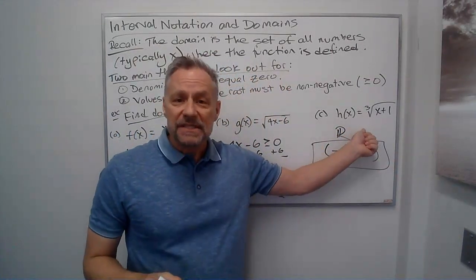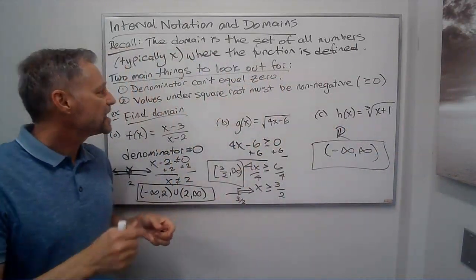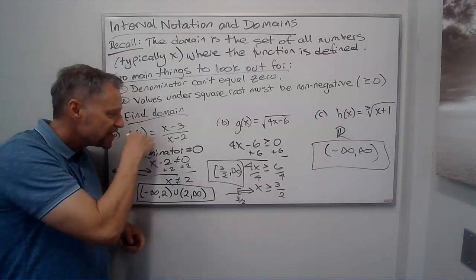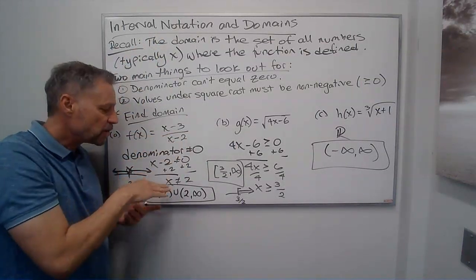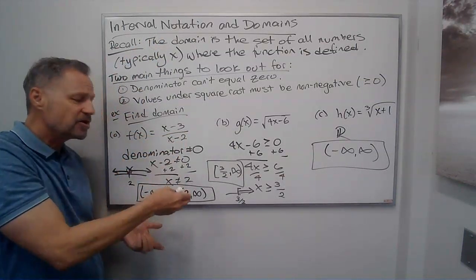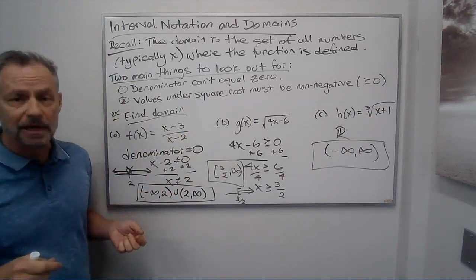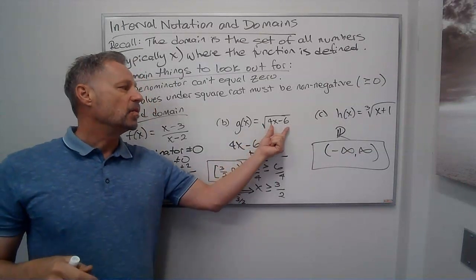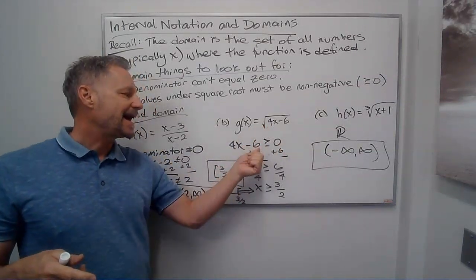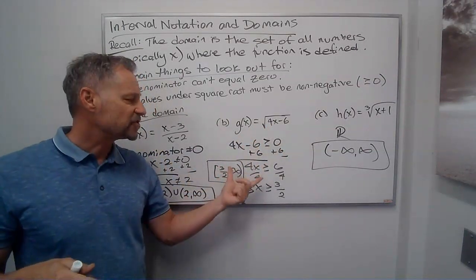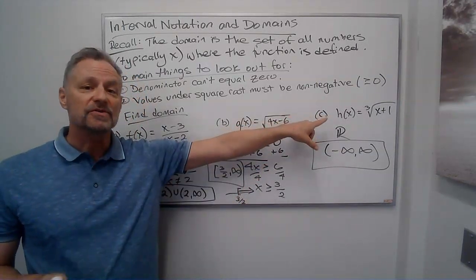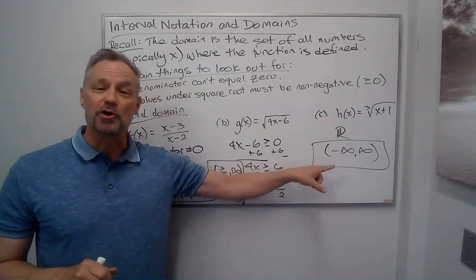All right, so that one's a little bit tricky, but there's only two things to look out for. If you have a fraction with x's in the bottom, that denominator can't equal 0. Just figure out what values make the denominator 0, take those out of the number line. If you have a square root or any even root, whatever's under that root has to be greater than or equal to 0. Solve that, that's going to give you your answer. Odd roots, no restrictions. Your domain's all real numbers.